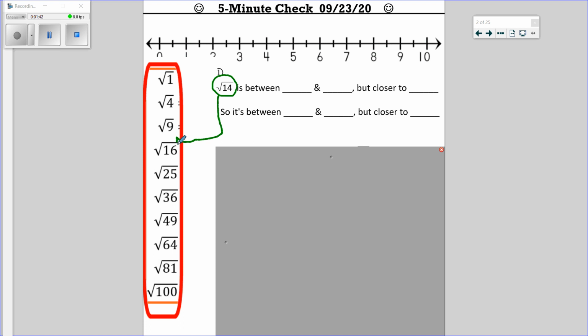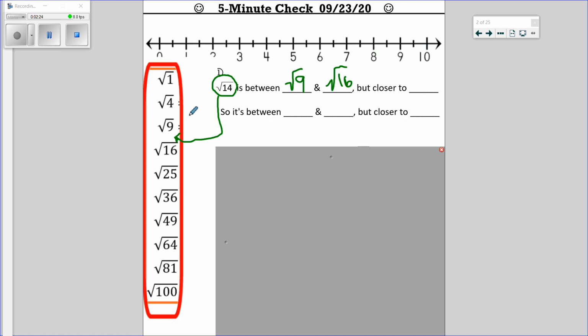So that means the square root of 14 would be between the square root of 9 and the square root of 16. So that, my friends, is the first two answers. All you have to do is write that right here, the square root of 9 and the square root of 16. As you can see, 14 is in between 9 and 16. And then from there, now we need to figure out which number 14 is closer to. Is 14 closer to 9 or is 14 closer to 16?